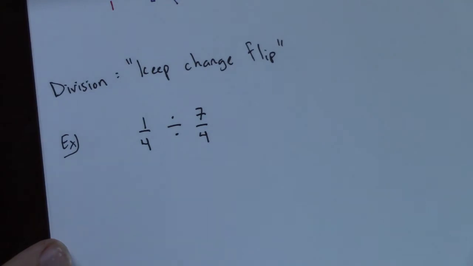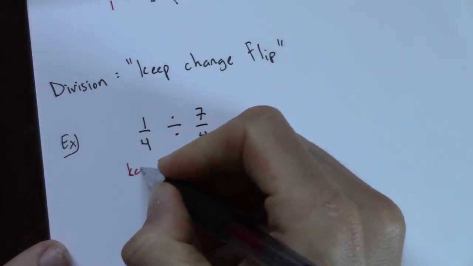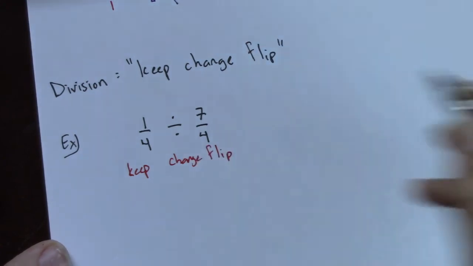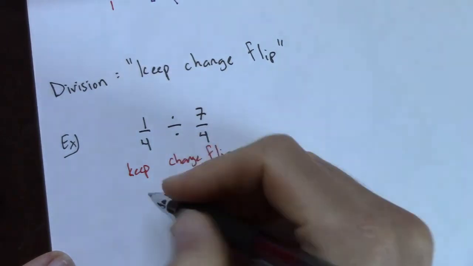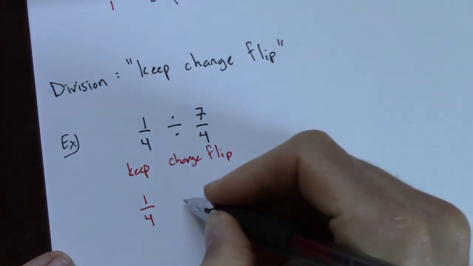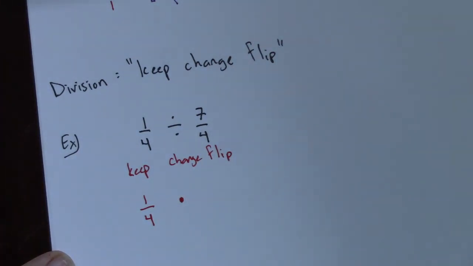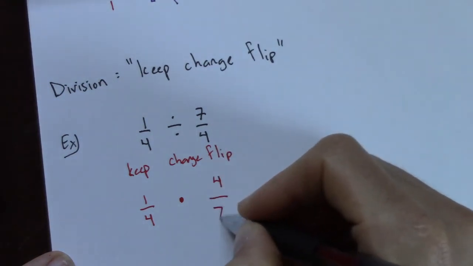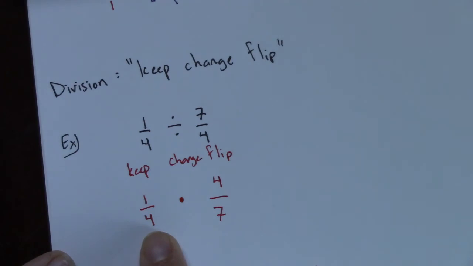And as we approach this, we are going to follow our phrase, keep, change, flip. And here's the idea. You are going to keep the first fraction. It is still 1/4. You are going to change division into multiplication. And then you are going to flip the second fraction. 7/4 becomes 4/7. Keep the first fraction, change the division to multiplication, flip the second fraction. Keep, change, flip. And now we get to treat it just like the multiplication problems we were doing before.